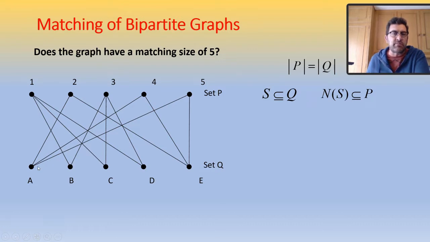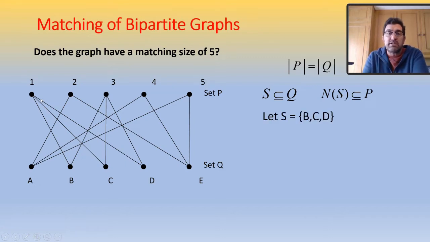So let's start from this side. A has 3 neighbors, so the cardinality of NS is bigger than the cardinality of S. Here we have 1 going to 2, so that is satisfied. Here we have 1 going to 2. Here we have 1 going to 2. Now what's interesting is that all 3 of these are going to the same 2 vertices. Okay, so that's a problem.